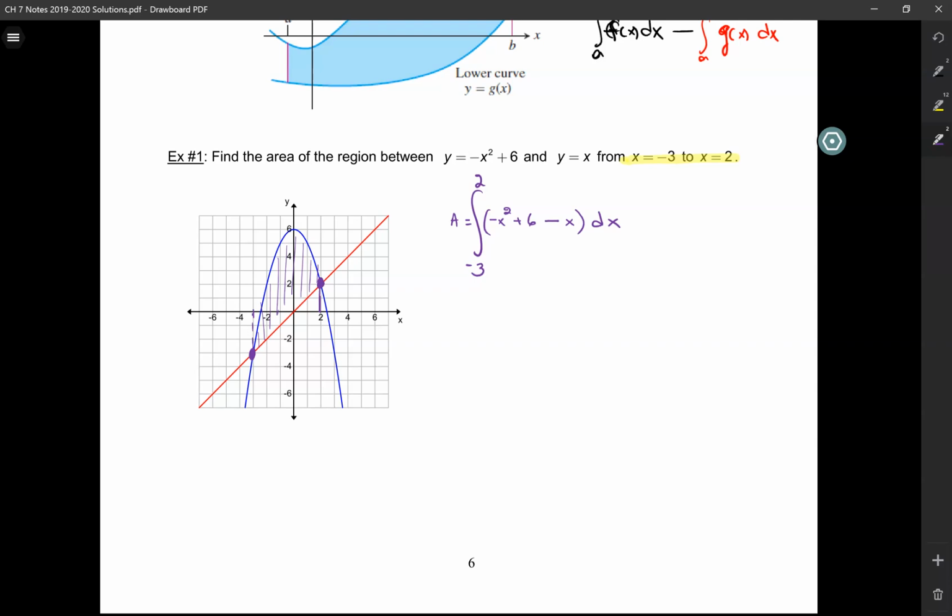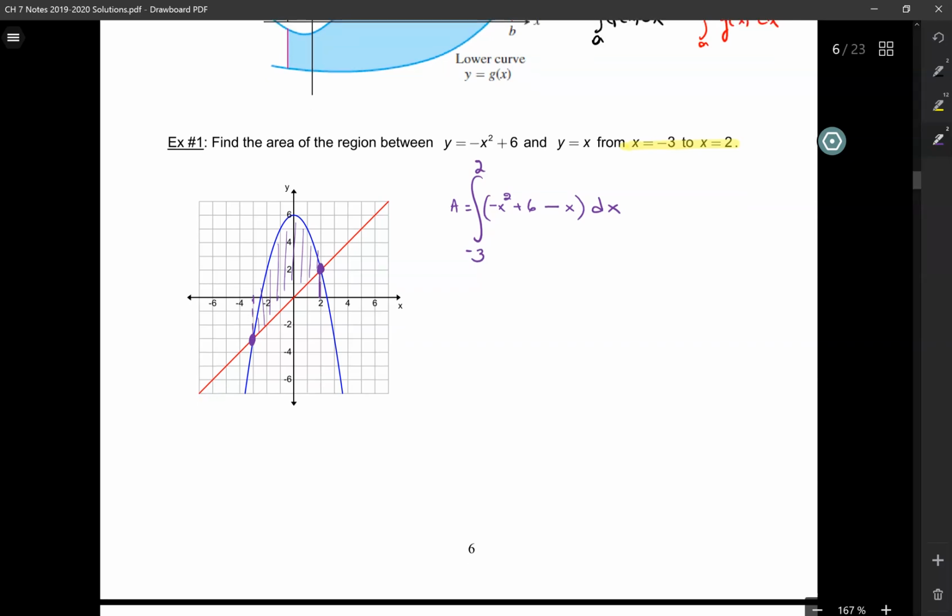How come we're looking for the part that's up top and not the part that's below it, like where the line intersects it? Because it says find the area of the region between the two curves. The region between the two curves is this, from negative 3 to 2. The region that's enclosed by the curves is this one. You have the parabola and the line, so between the red and the blue, it's that region.